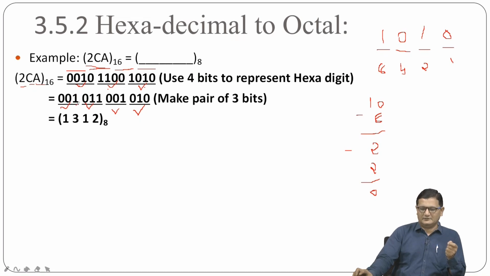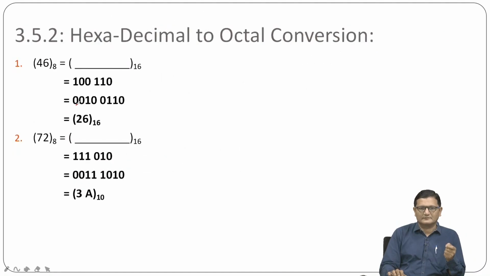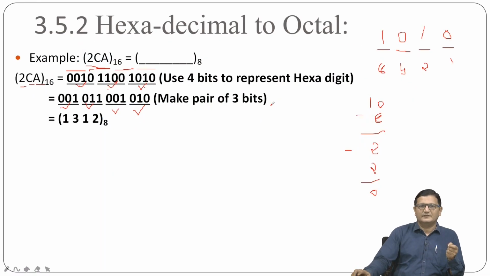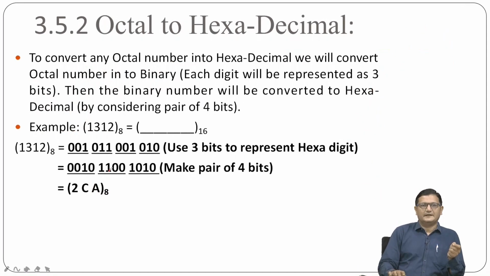Now, 001, look at this table. 001, it is the octal number of what? 1, right, 1. So, here we have written 1. Similarly, if you go through that table, you will understand this is the binary of 3, this is the binary of 1, this is the binary of 2, right. So, this is the octal number. Fine.